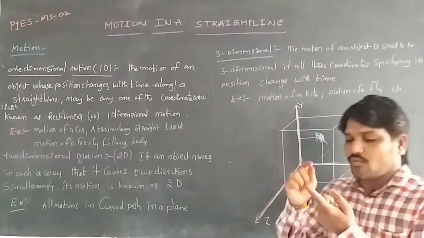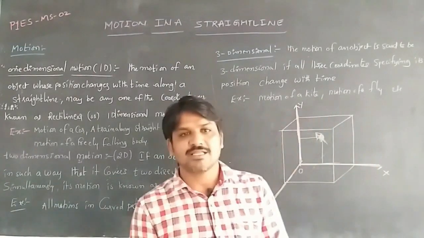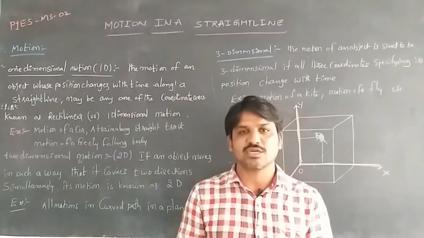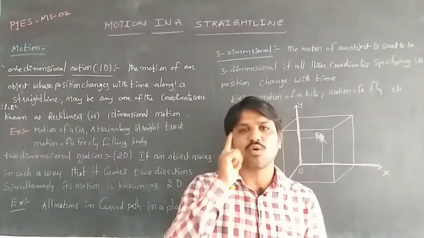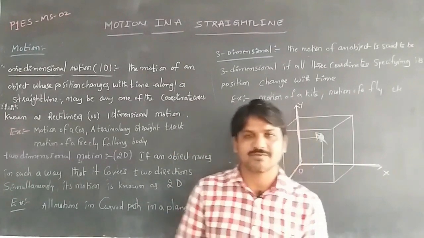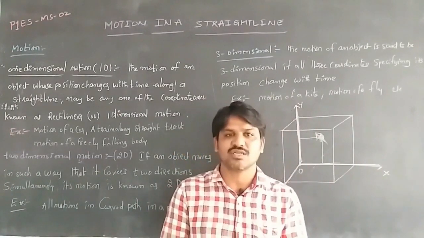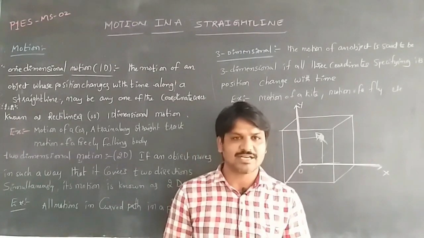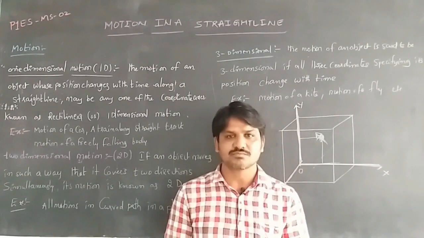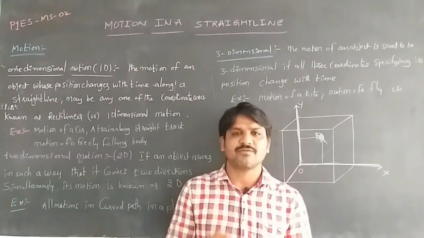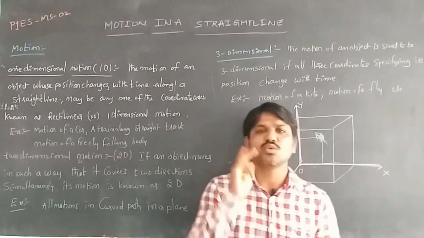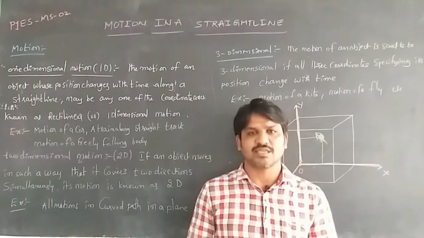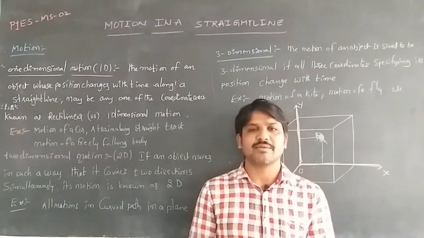If the body is moving along a straight line, we can specify the position of an object along any one coordinate axis whenever it is in motion. If we specify it using one coordinate axis, then that will be one-dimensional motion. If the position of an object can be specified by two coordinate axes when it is in a plane, then that will be two-dimensional motion.